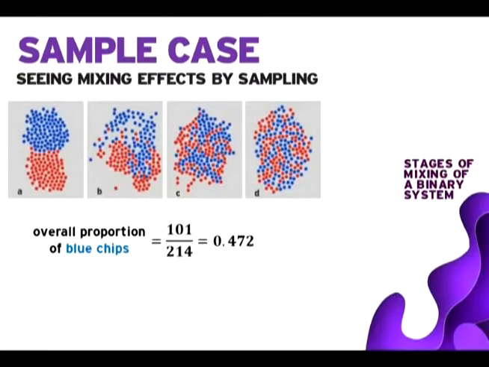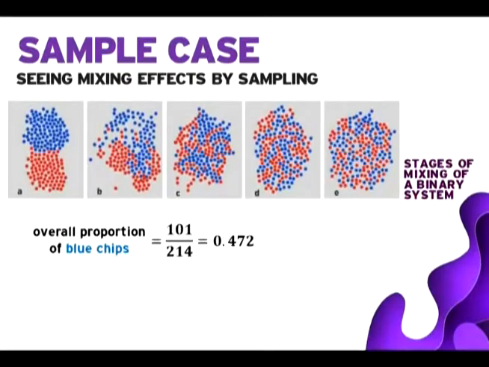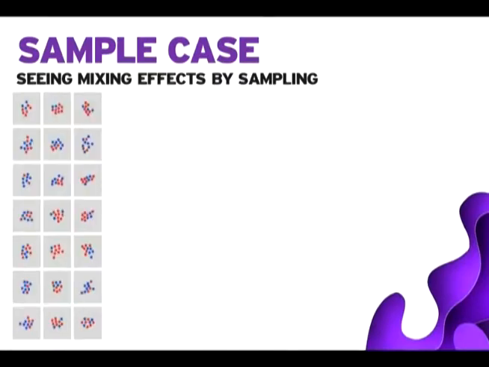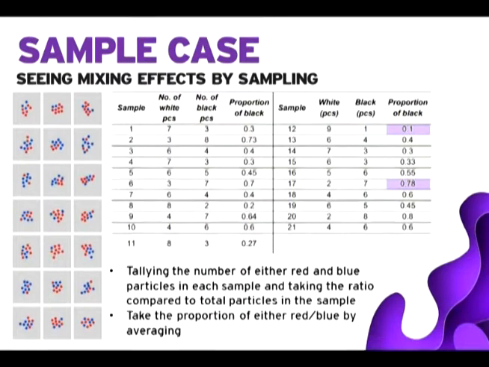However, it is unrealistic to expect that all samples have this proportion of blue chips. Some samples will have more and some may have less. But the overall mean average of blue chips as a proportion must be equal to the value of 0.472. We can prove this by taking samples from the fully mixed mixture as shown in the bottom figure. The illustrated figure has such a collection of samples. The tallying of these red and blue chips can be tabulated as seen here, where there are 21 separate samples. So the lowest proportion of blue chips is 0.1 and the highest is 0.78.